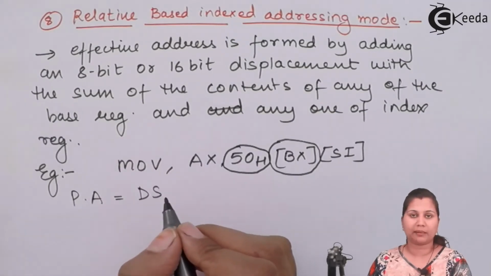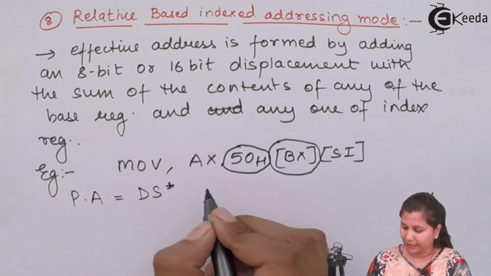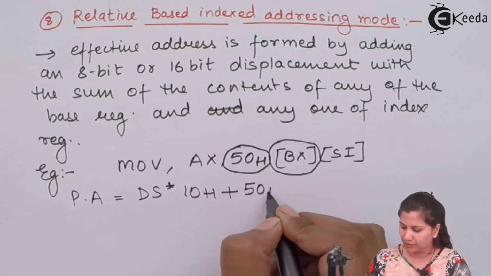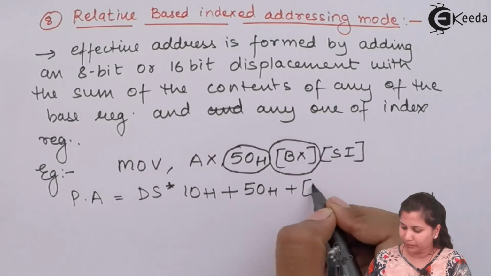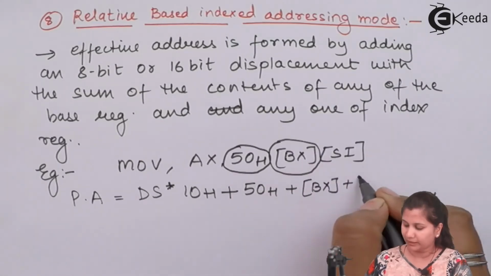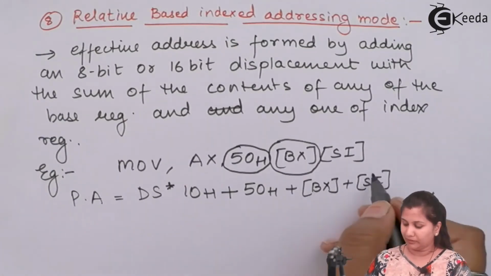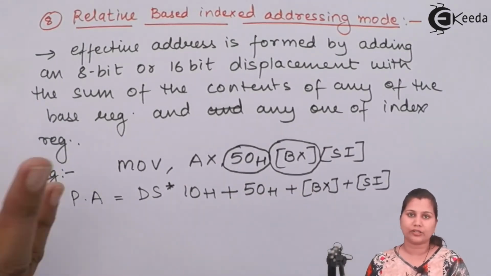We can use the data segment or the extra segment. That will be multiplied with 10H, plus this 50H, plus the contents of the BX base register, plus the contents of the source index SI. So that will be the address where the data is stored.